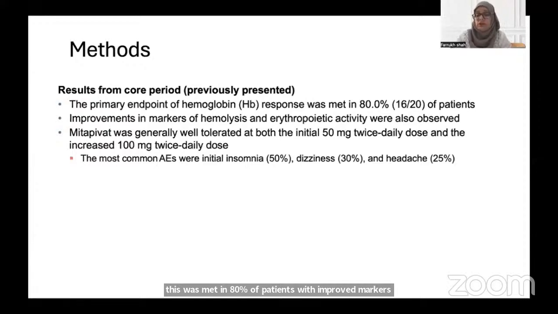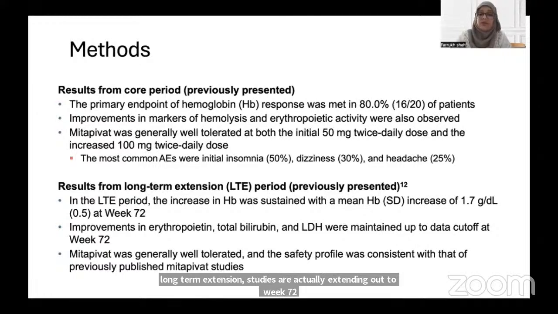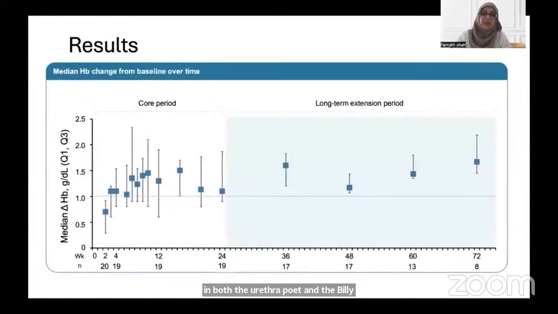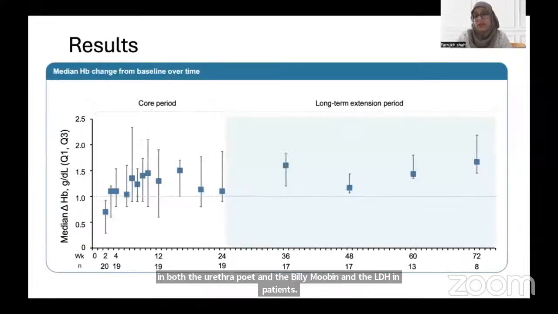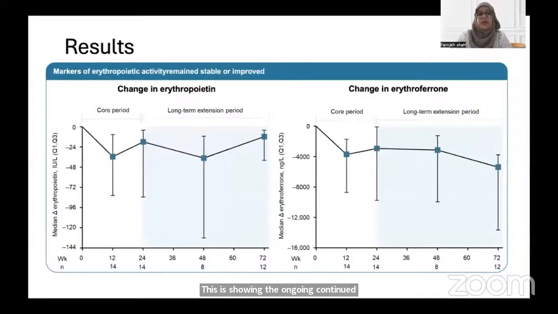And the drug's generally really well tolerated in the majority of patients, with some side effects, including initial insomnia, dizziness, and headache. The long-term extension studies are actually extending out to week 72. The hemoglobin has been sustained with improvements in both the erythropoietin, the bilirubin, and the LDH in patients. This is showing the ongoing continued stability of the increase in hemoglobin and the maintenance of hemoglobin.